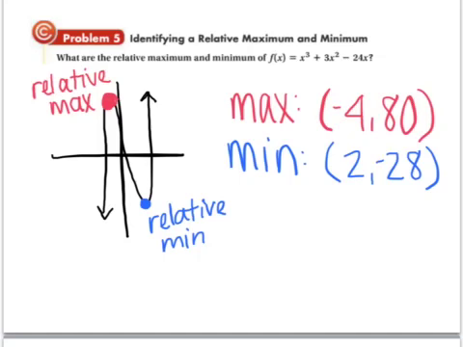I have a question for you. Why do we have the word relative in there? Why isn't this just the maximum and the minimum? Why is the word relative there? Morgan Cowder? Because those are definite points on the graph. Yes, because they're definite points. That's a good comment.